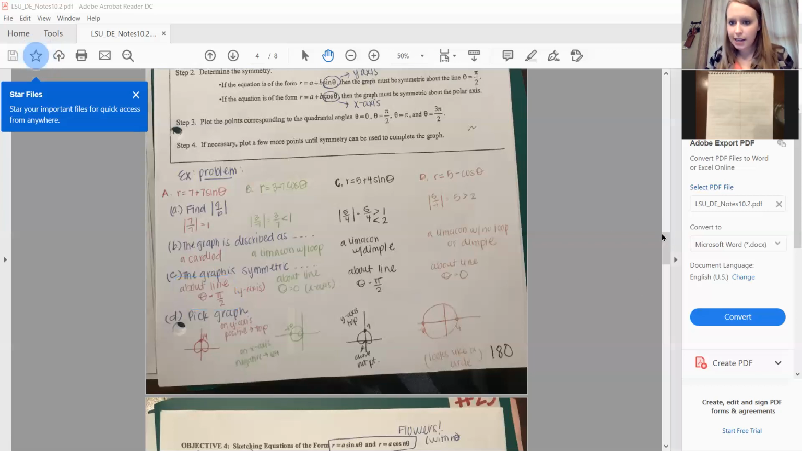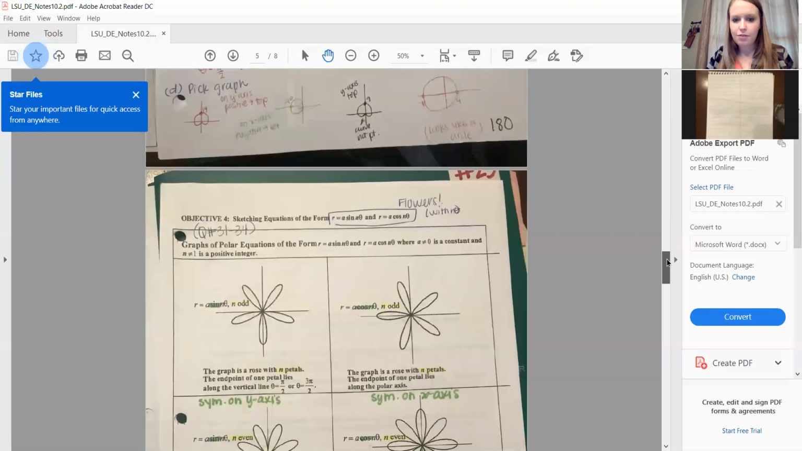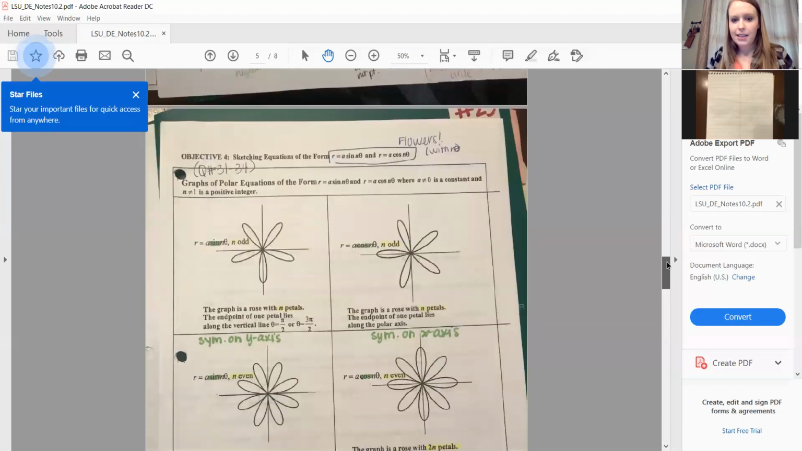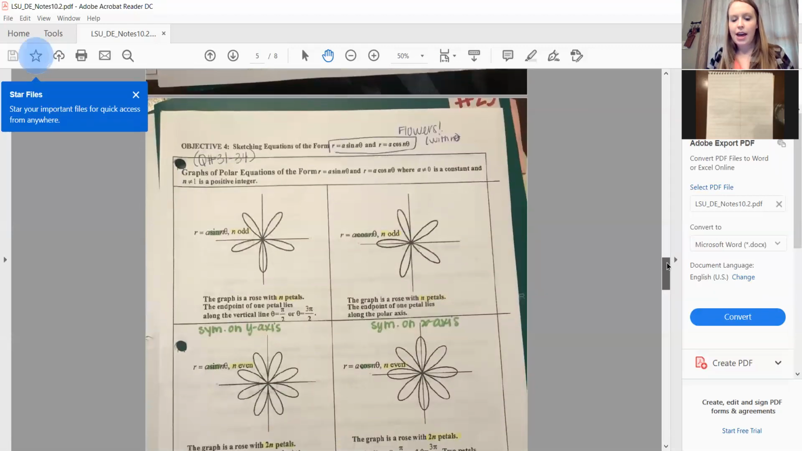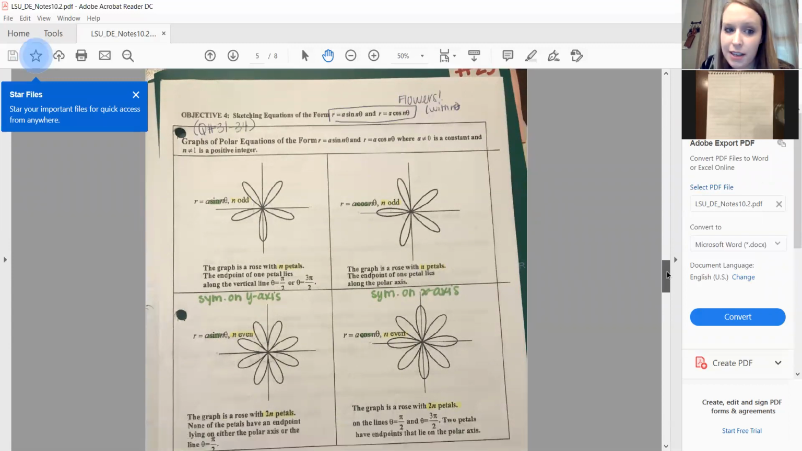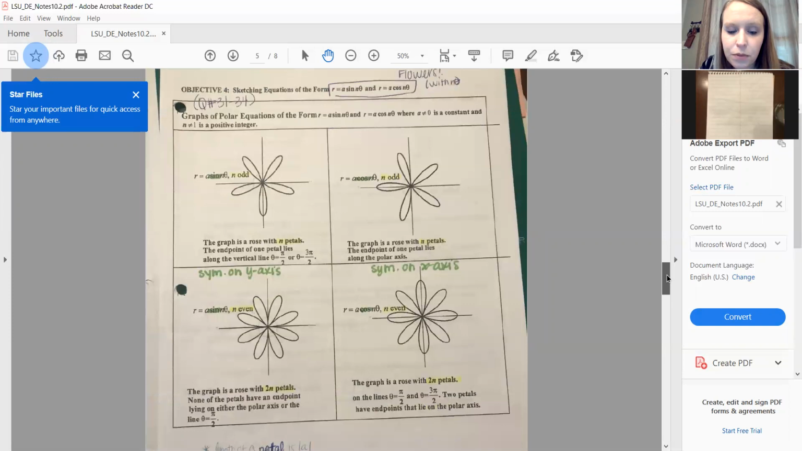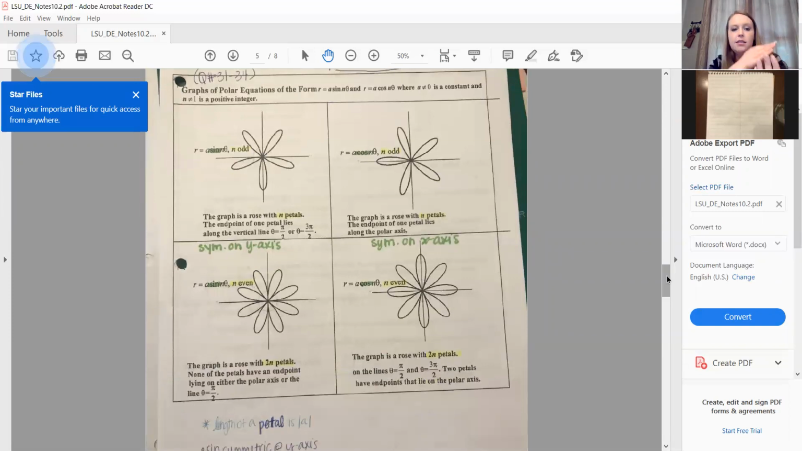Okay, moving on down. Objective 4. These equations are when you have an n, which is basically a number right in front of your theta. You're going to get a flower, and so these get a little bit more complicated. Just go through this with me. There's only a few of these, like 5. Again, sine goes with the y-axis, cosine goes with the x-axis.